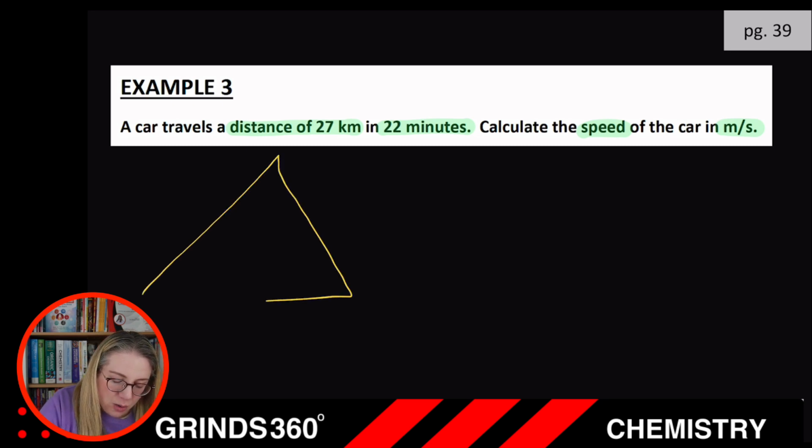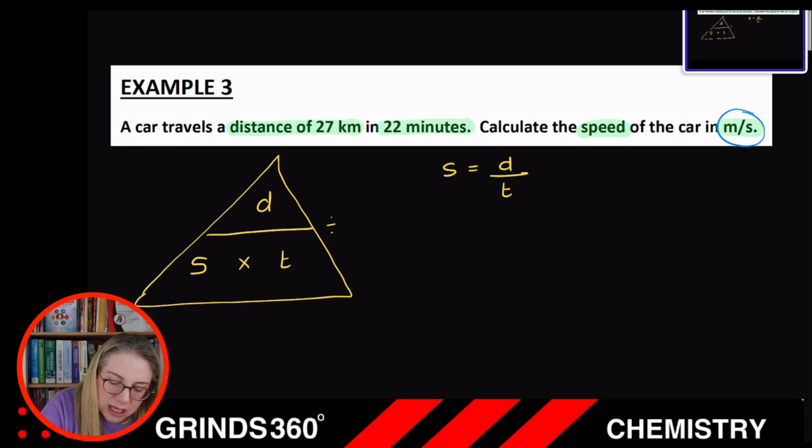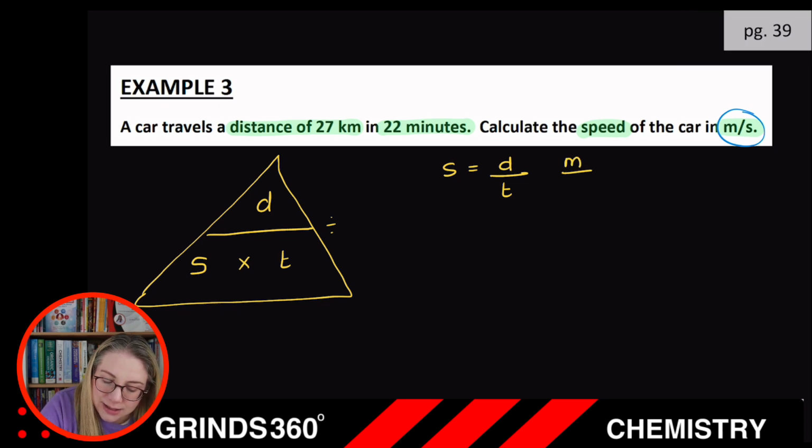So again, I know I'm calculating speed. So we have my speed triangle, distance and time like that. Speed is equal to distance divided by time. Now look at your unit. It has to be in meters per second. So we need the distance to be in meters and we need the time to be in seconds. Now that's going to be a bit of an issue.